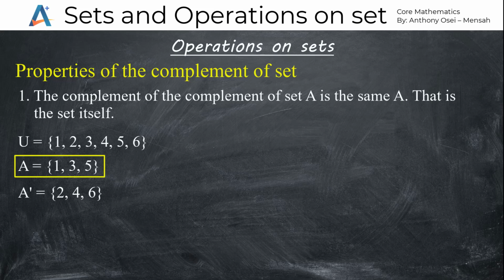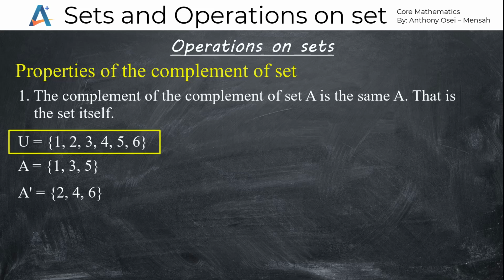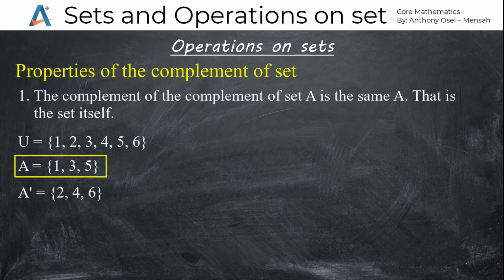So look at the universal set in my example here. I've given 1, 2, 3, 4, 5, 6 as the universal set. And I've given the set A as 1, 3, 5. So we are going to compare set A to the universal set in order to get the complement of set A. So the complement of set A will be the members in the universal set that are not in set A. Now let us compare. 1 is in the universal set, is in set A.